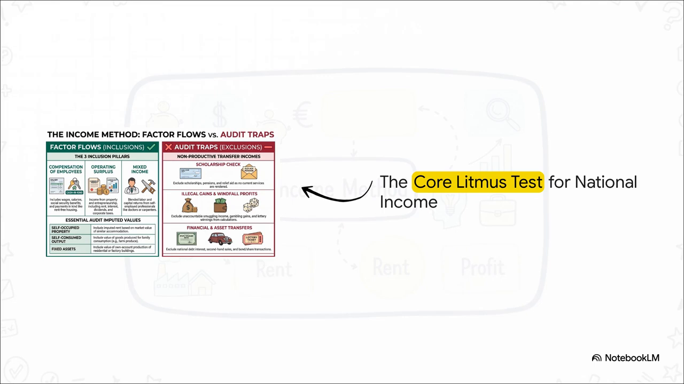So bringing it all back to our master map, we can clearly see why the factor flows are accepted and the audit traps are avoided. It all boils down to one golden rule, the ultimate core litmus test. Did this specific transaction create a single, fresh product or service this year? If yes, it passes the scanner. If it's a transfer, an old asset, or an illegal gain, it is out.